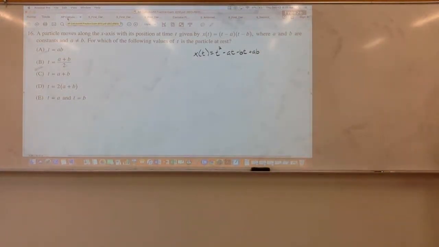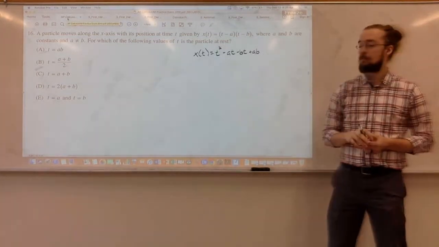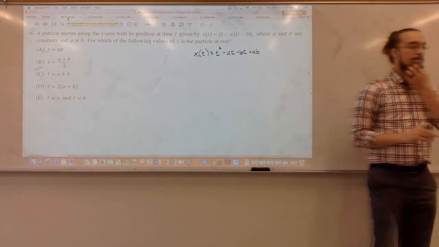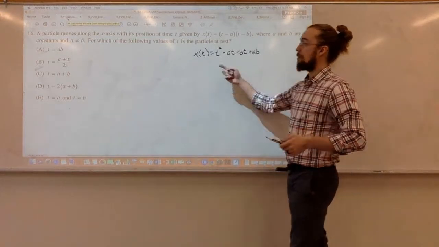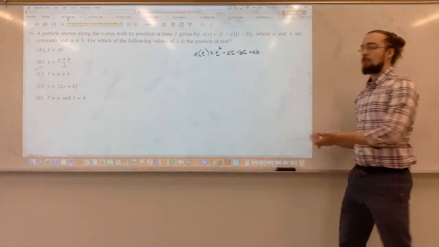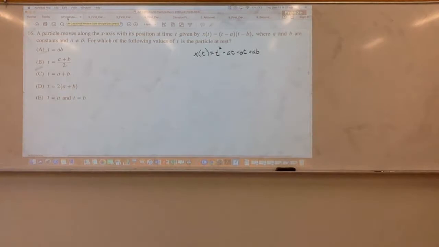A and B are constants, right? Right. You get that when you multiply it out. So, if we want where the particle's at rest, that means where velocity equals 0.